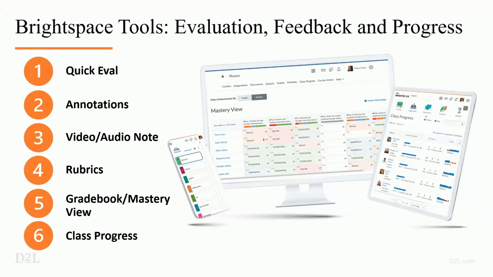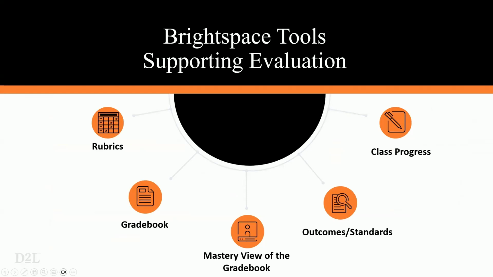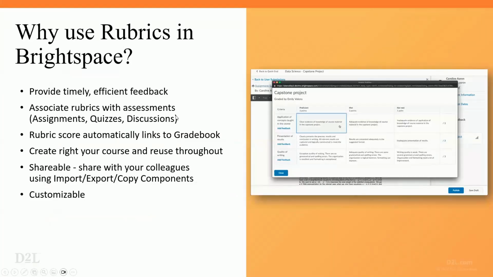All right, so here are some of the tools that you can use for evaluating learners, providing feedback, and monitoring progress in Brightspace. So in part 2 of the mini-series, we explored the first 3 of these tools here, to help you learn how you can provide feedback to learners from assignments, discussions, and quizzes, our main evaluation tools. And in our third and final session of our assessment series, we'll be looking at the following key tools. So rubrics, we're going to look at gradebook and mastery view of the gradebook, and then a quick view of the class progress tool. So again, just an overview of the different tools that we will be discussing today. And we will kick things off with rubrics.